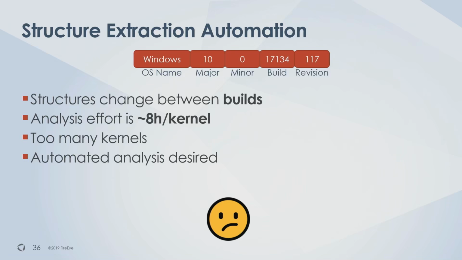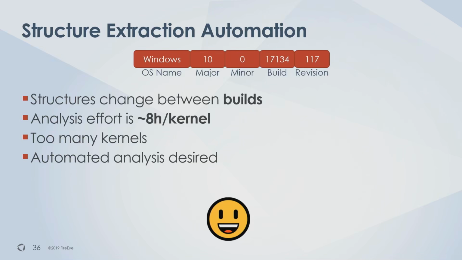And even after looking at this for a while, it would still take me 6 to 8 hours to actually go through each kernel and verify that all these structures have changed. And ultimately, that's just way too many kernels. We need automated analysis. But how do we go about doing that? And then it hit me.